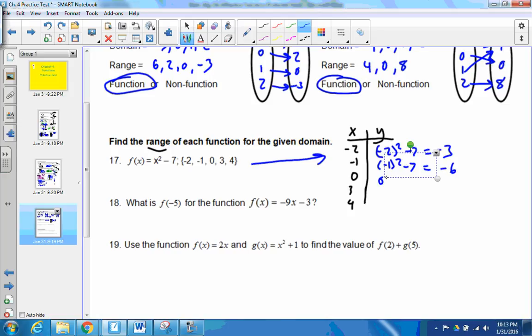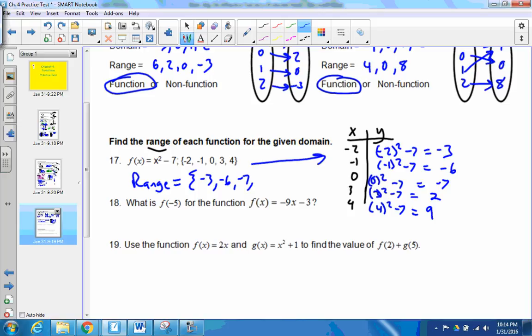All right, 0 squared minus 7. 0 minus 7 is -7. All right, how about 3 squared minus 7? That is 9 minus 7, which is going to be 2. And then we have 4 squared minus 7. It's going to be 16 minus 7, which is 9. So the range would be -3, -6, -7, 2, and 9.